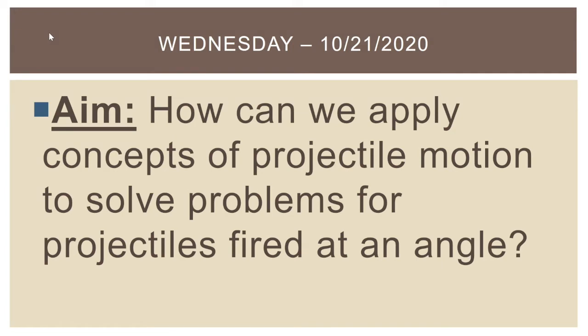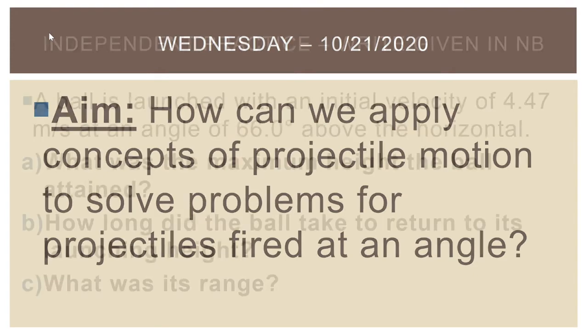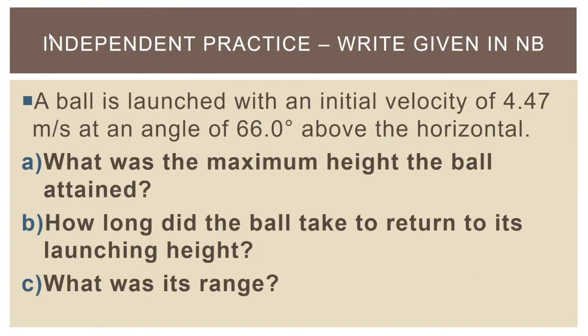So to start us off, the first thing we're going to do is solve a calculation problem. This one is one that was just made up, and so I'd like you to write the chart in your notebook and then get going on solving it. It has 3 parts. This problem says a ball is launched with an initial velocity of 4.47 meters per second at an angle of 66.0 degrees above the horizontal.